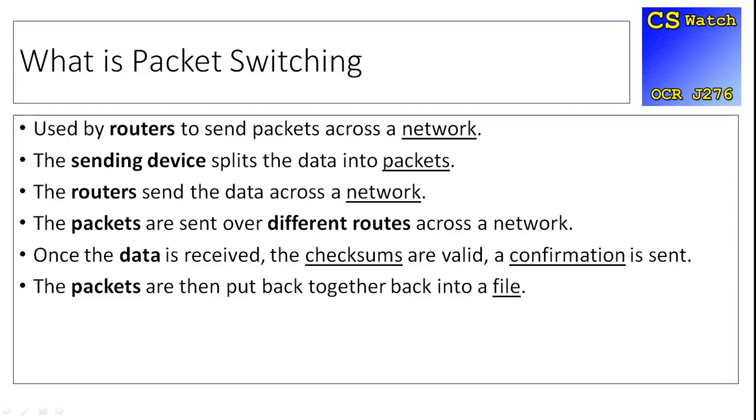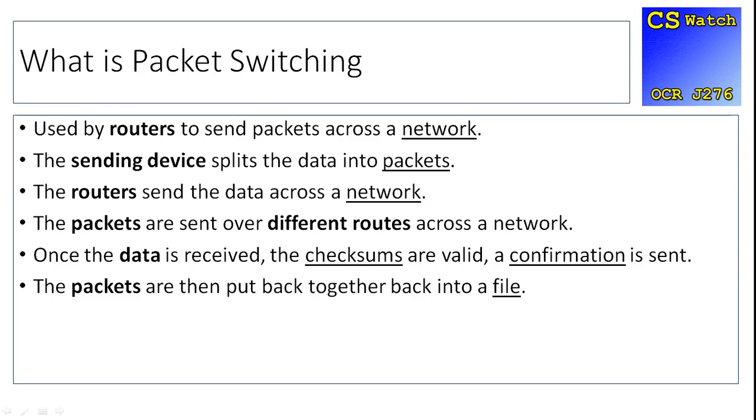The routers then send that data across a network. It just doesn't go from A to B to C to D. It can go whatever route it takes. It normally takes the fastest route, and then once the data gets received, the checksums get compared, and then a confirmation gets sent back to say, yep, I've got that image, and then the packets are reassembled and put back together like building a Lego house.